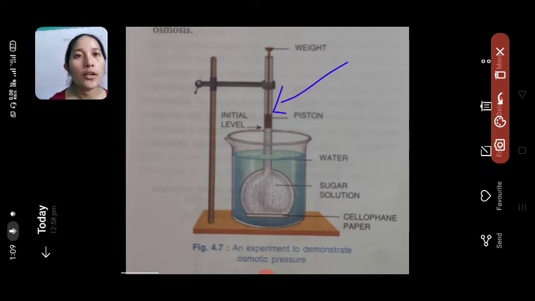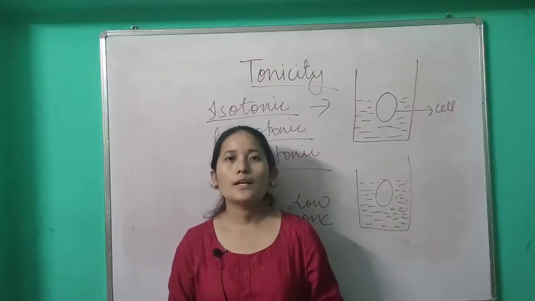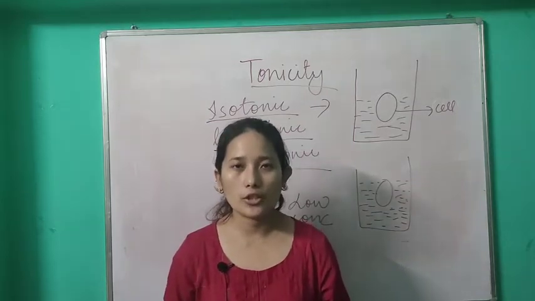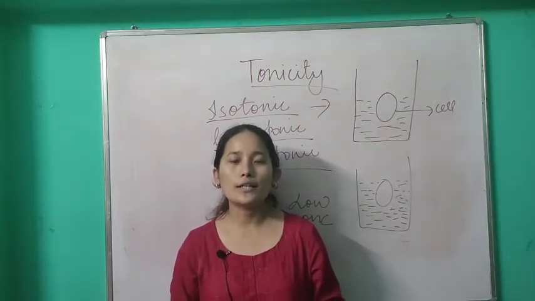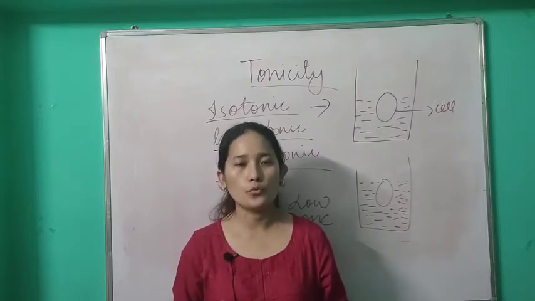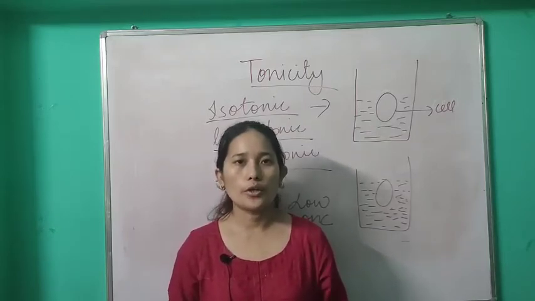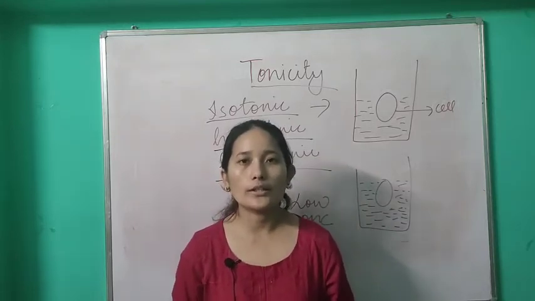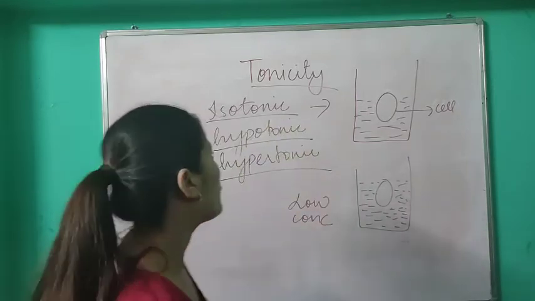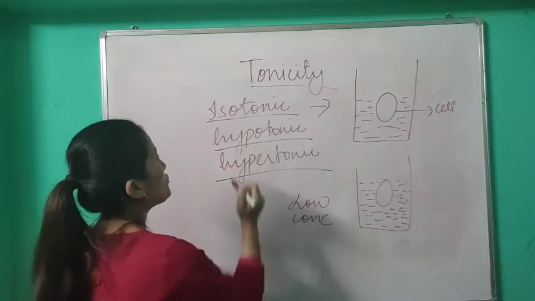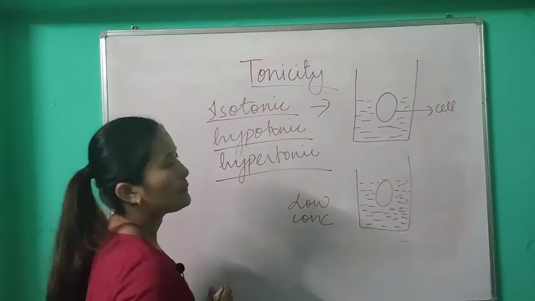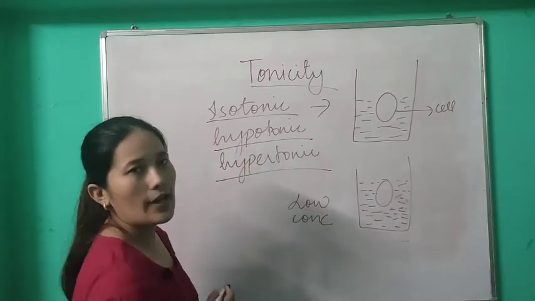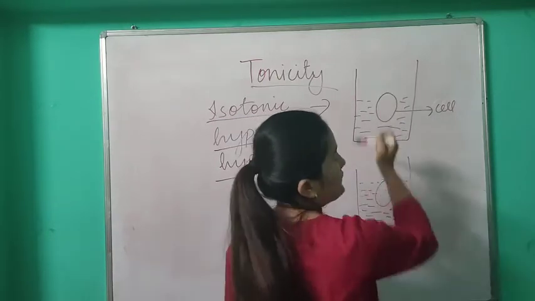I hope it's clear. If you go through the contents given in your book, it would be much clearer. What is it? It's the relative concentration of a solution which will determine in what direction the water, or a solvent, is going to move. The concentration of a solution is going to determine in what direction the water is going to move. So your tonicity can be further divided into three types: isotonic, hypotonic and hypertonic.